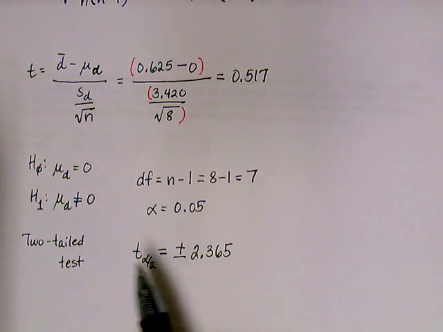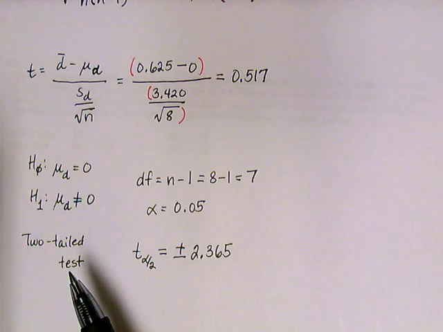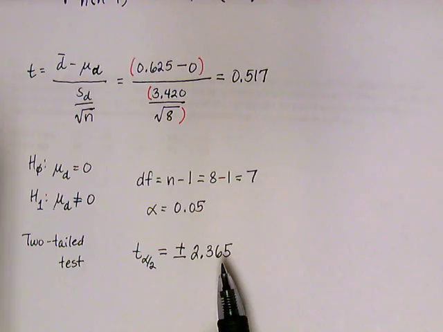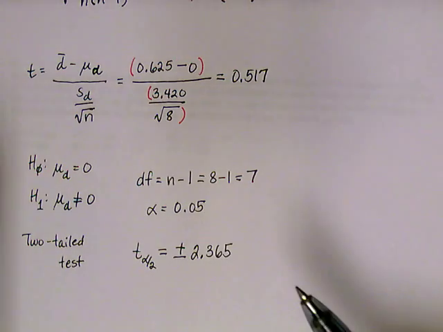And why did I use the plus or minus? Because it's a two-tailed test. For a right-tailed test, it will just be the positive part. For a left tail, it would be negative.